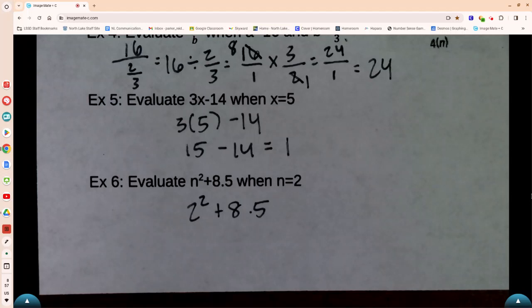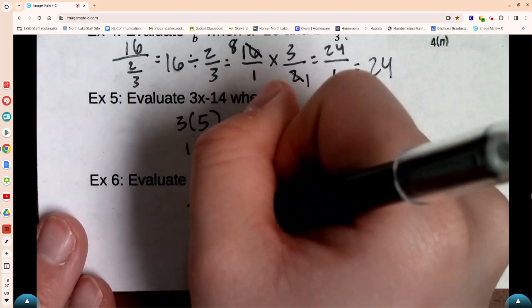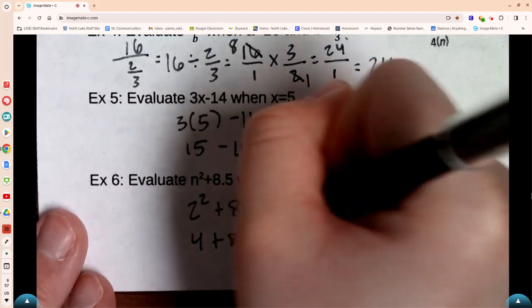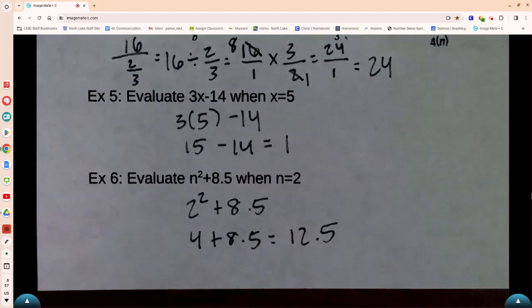I would again love to hear someone I haven't heard from yet today. Which comes first in GEMDAS, exponents or addition? Lizandra? Exponents. So 2 squared, it means 2 times 2 or 4. And then I add the 8.5 and I get 12.5. So the value of this expression when n equals 2 is 12.5. Again, only when n equals 2. If n was something different, I'll get a different answer.